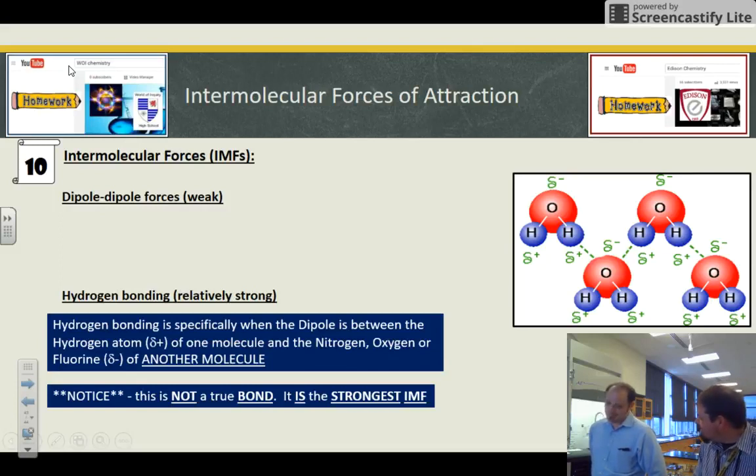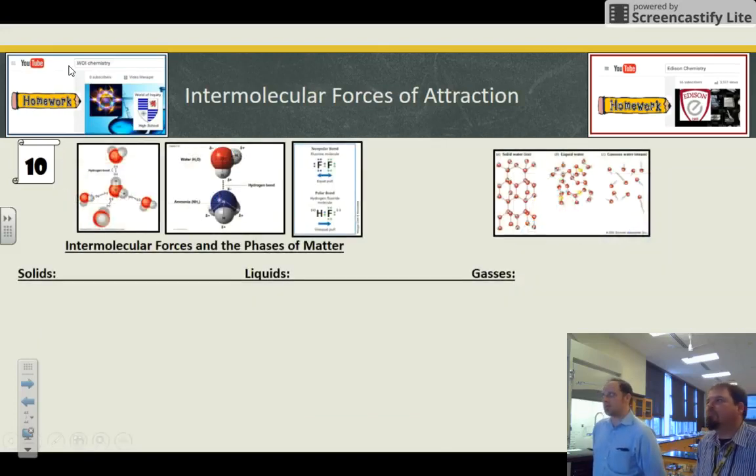It sounds like it should be a true bond, doesn't it? Right. It sounds like hydrogen is bonded to something. And it's not. It's just attracted. Really, really attracted to something else.